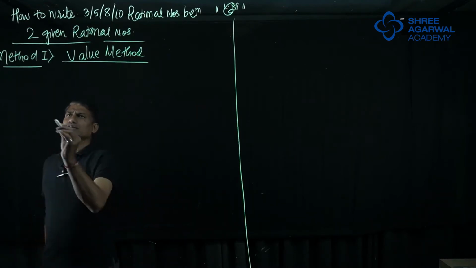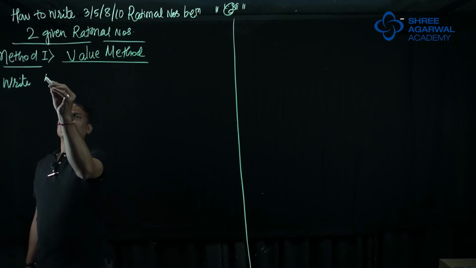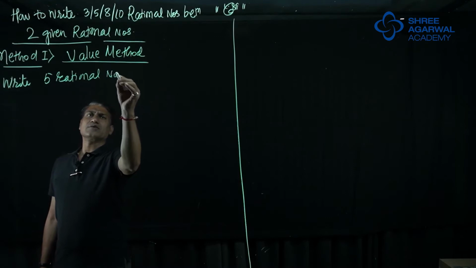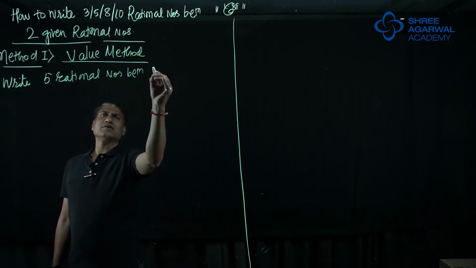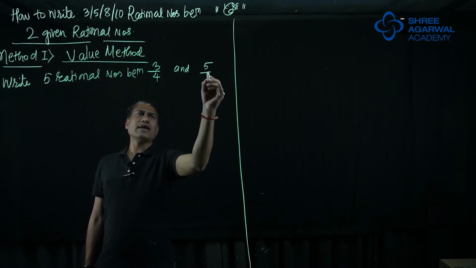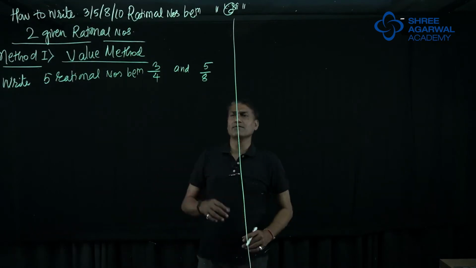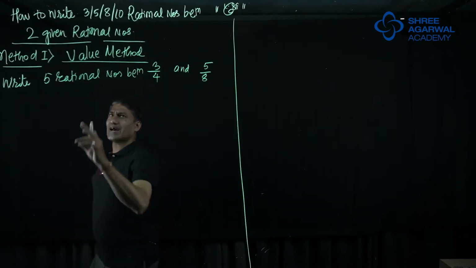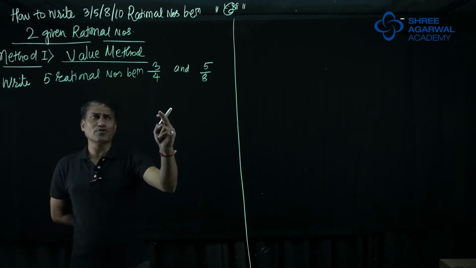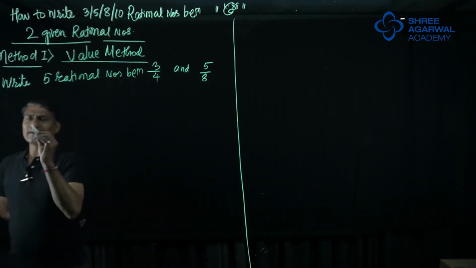Now suppose they say write 5 rational numbers between 3/4 and 5/8. We have to write 5 rational numbers between these two numbers. So now as the value method is telling us, we will have to first find the value of 3/4 and the value of 5/8.